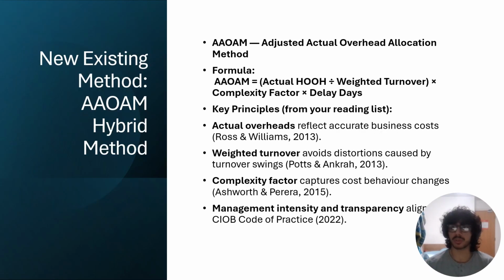Introducing a hybrid method called AAOAM. It takes the good parts of Emden, using real overheads, but avoids the problem of distorted turnover by applying a weighted turnover figure. Then it adds a complexity factor to recognize that not all delays are equal. Some delays are simple, some massively disrupt the program. So AAOAM is basically a fairer, more realistic way of allocating overheads. It avoids the guesswork of Hudson and the instability of Emden.